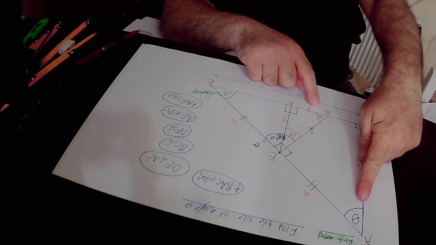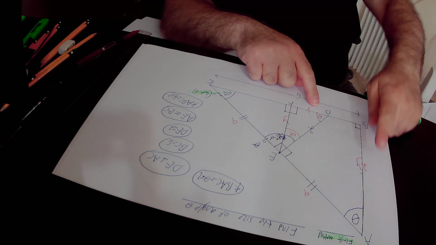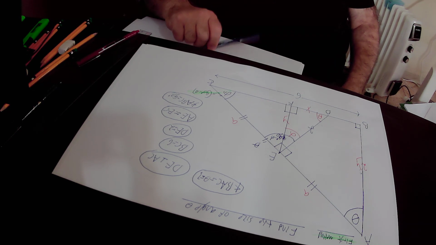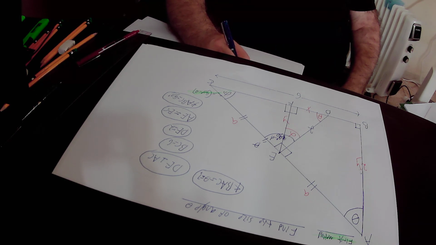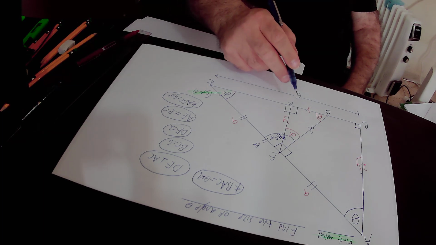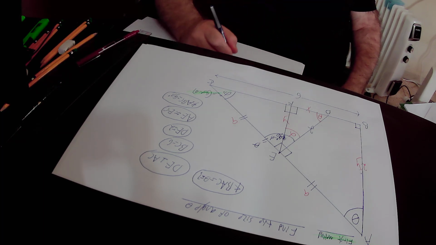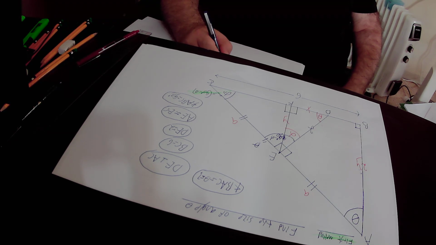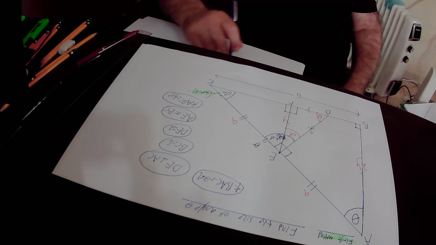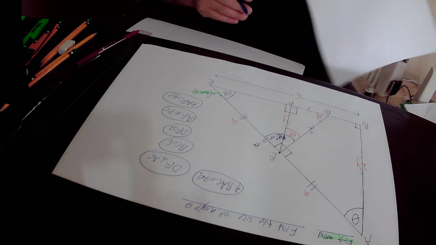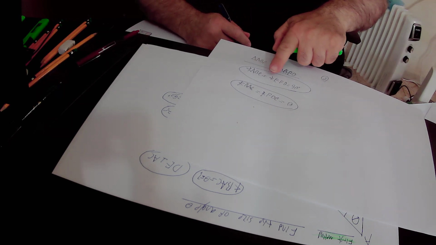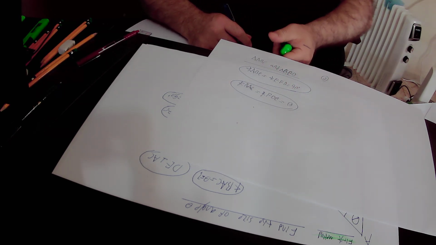Both those two angles are equal to theta, therefore they are equal to each other. So angle BAC in triangle ABC is equal to angle FDE in triangle FDE, and both angles are equal to theta. Angle BAC equals angle FDE equals theta.